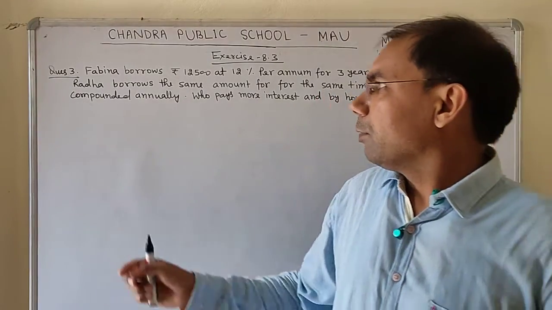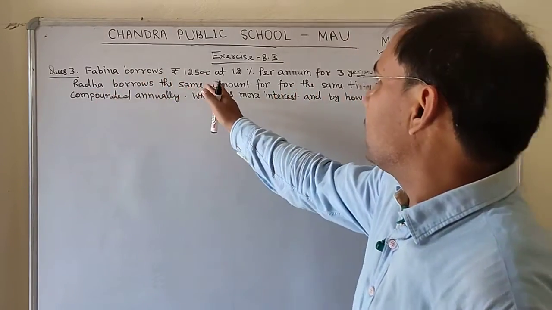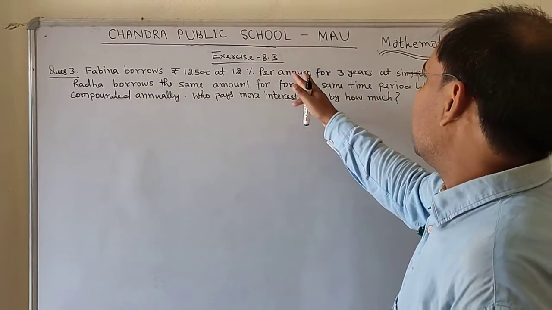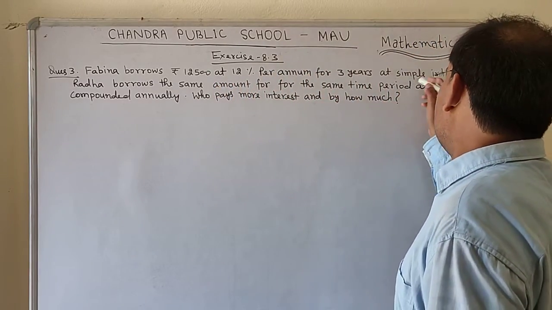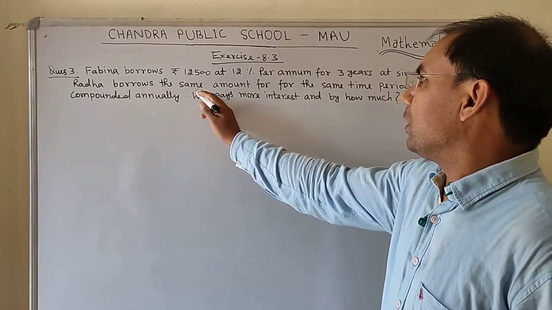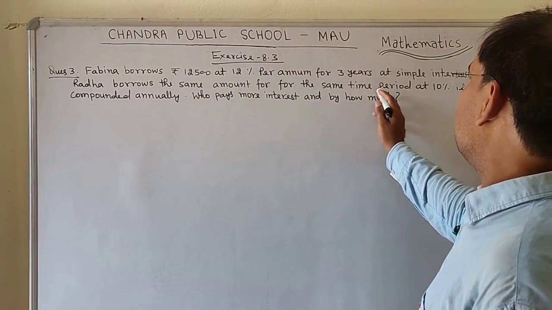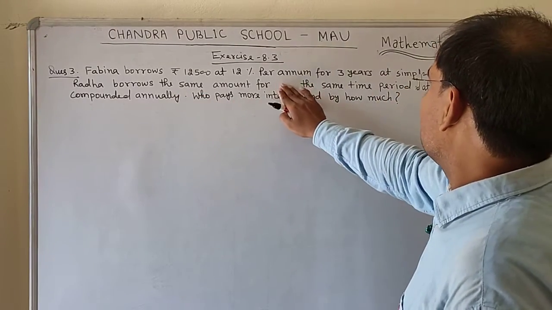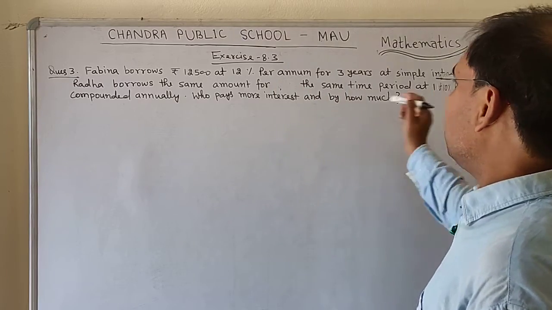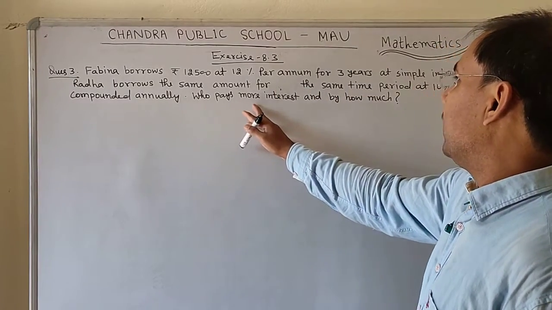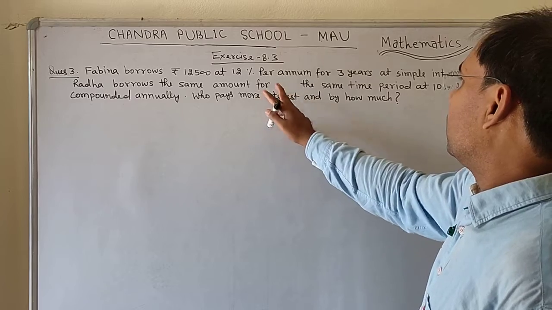Question 3 of exercise 8.3 is given: Fabina borrowed rupees 12,500 at 12% per annum for 3 years at simple interest, and Radha borrowed the same amount for the same time period at 10% per annum compounded annually. Who paid more interest and by how much?